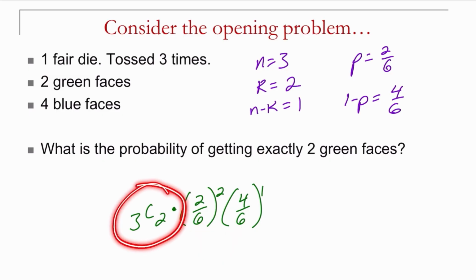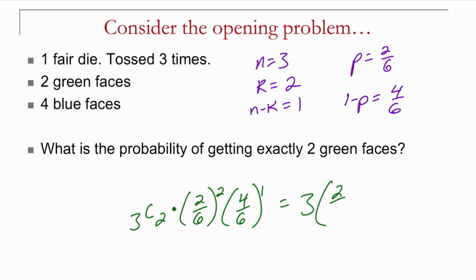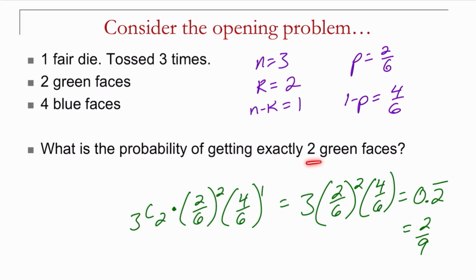So from your calculator, you can find 3C2, the combination of 3 items, choosing 2 at a time, which is going to turn out to be just 3, and then 2/6 squared times 4/6 to the first power, and that's going to work out to be 0.2 repeating, which is 2/9. So there's a 2/9 probability of getting exactly 2 green faces when you toss a die 3 times.